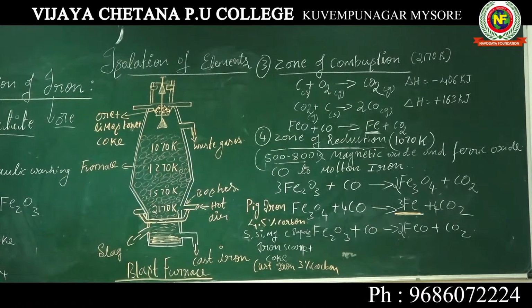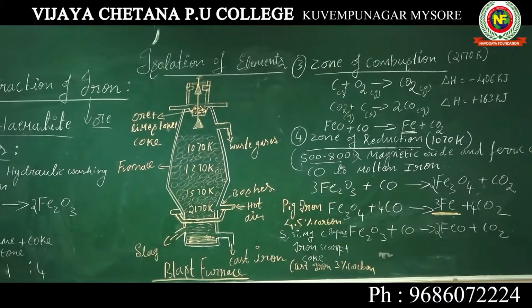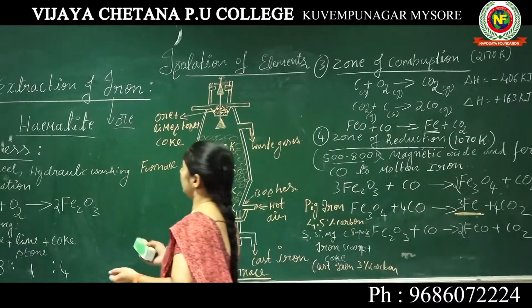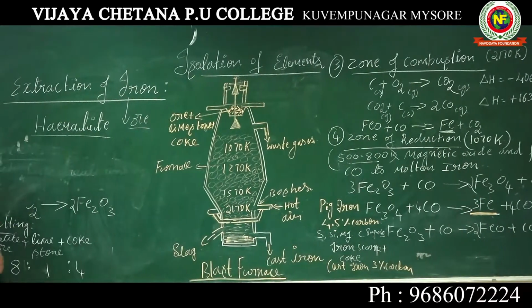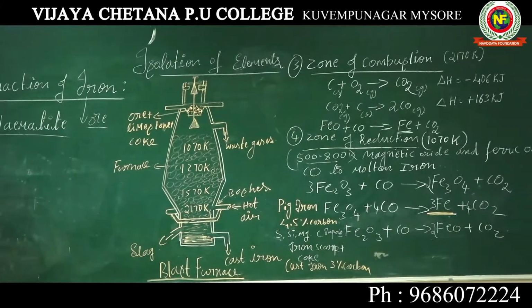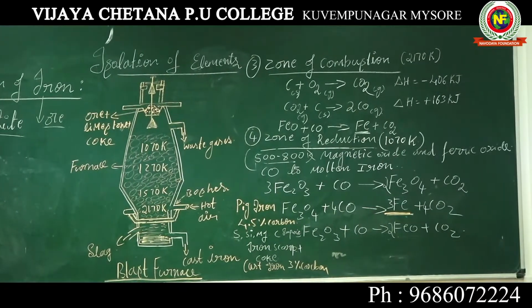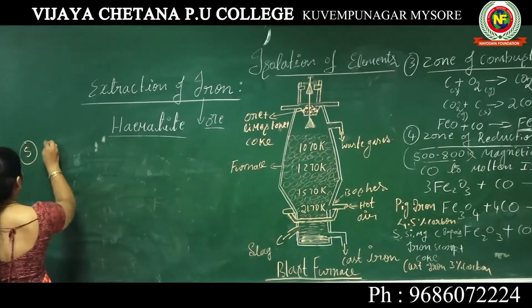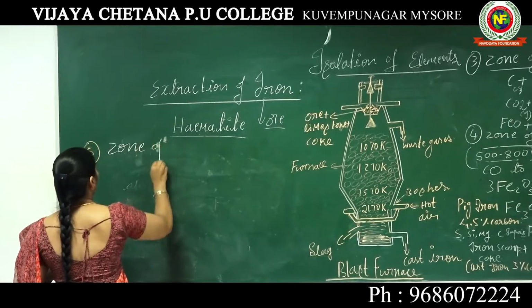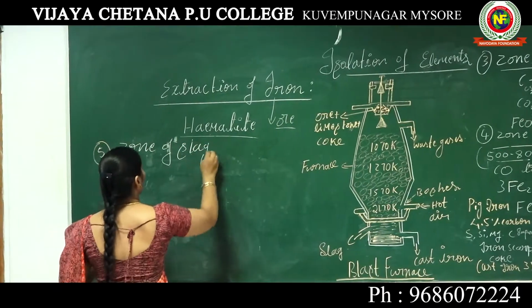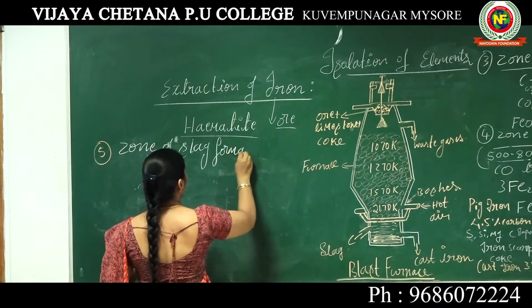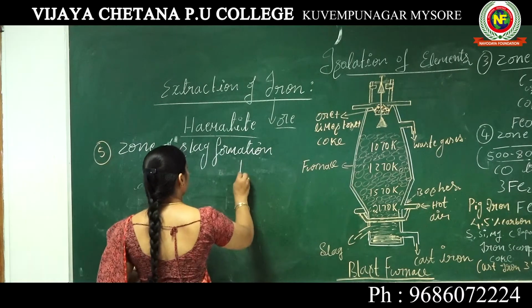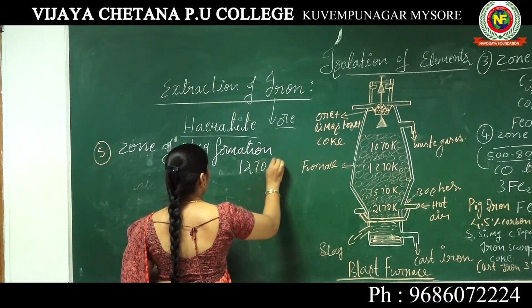So come to the next step. The fifth step is the zone of slag formation, the formation of slag, at a temperature of 1270 Kelvin.